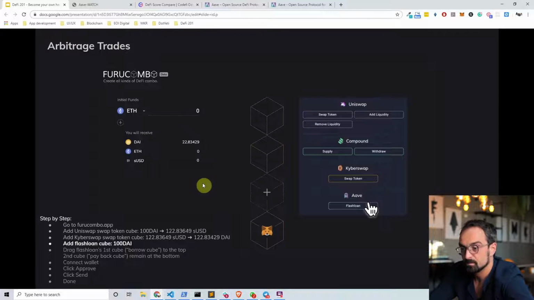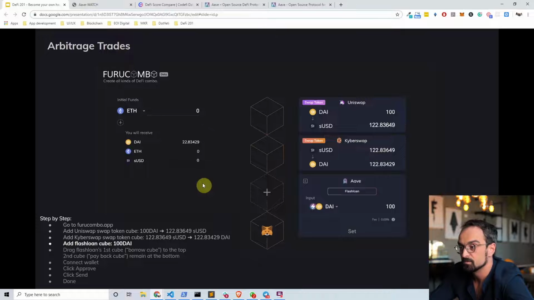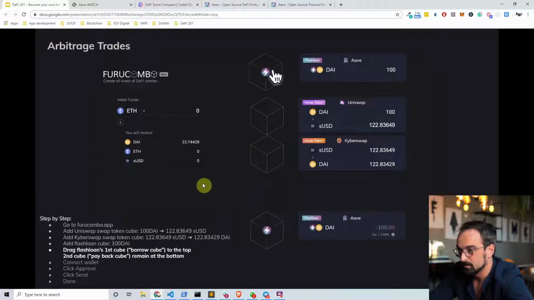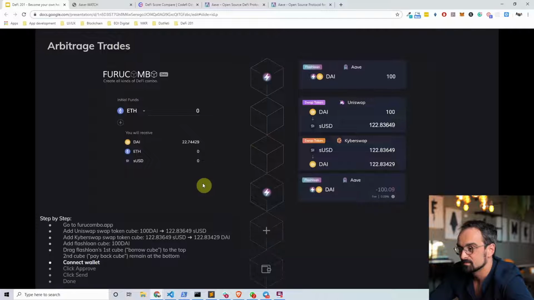Then to make it more attractive, we're going to use a flash loan. With the flash loan, we're actually going to increase this. Because we have the flash loan, as you will learn later on, we're going to borrow 100 DAI out of nowhere. So we get 100 DAI.